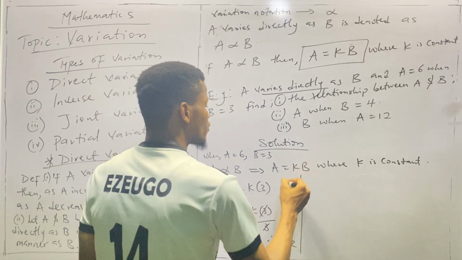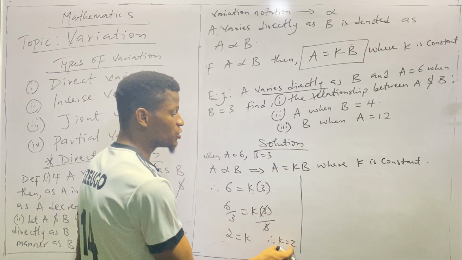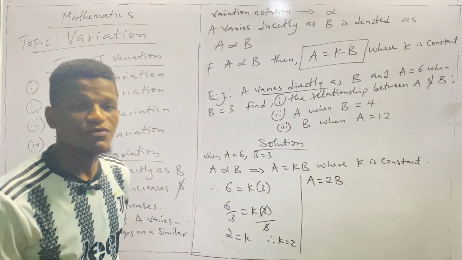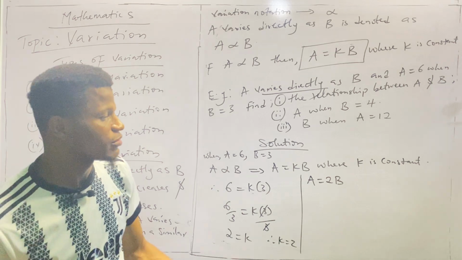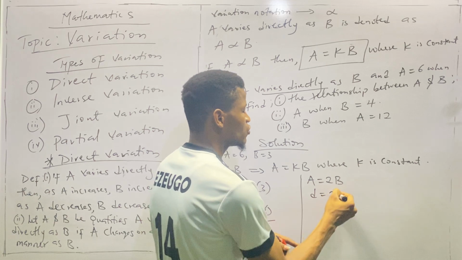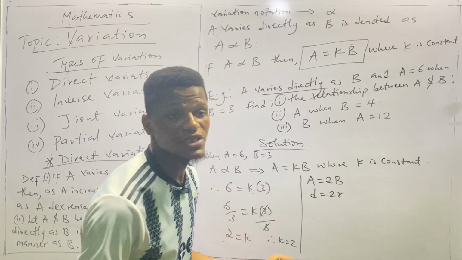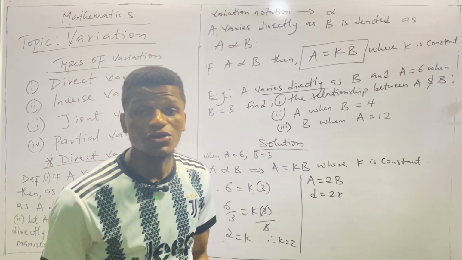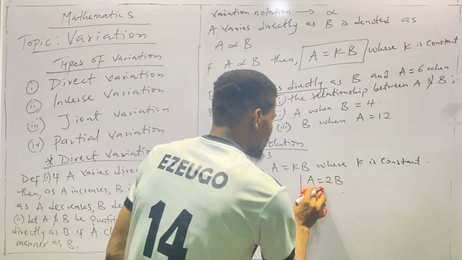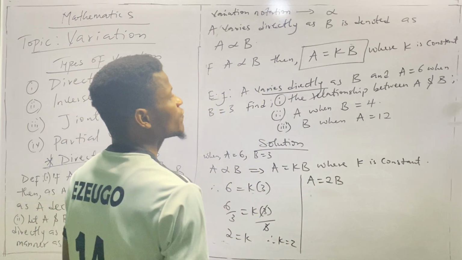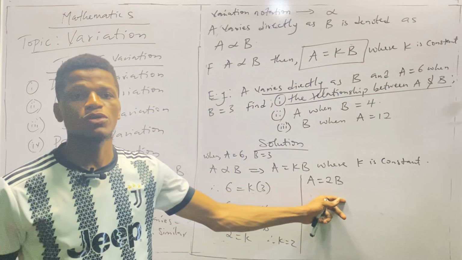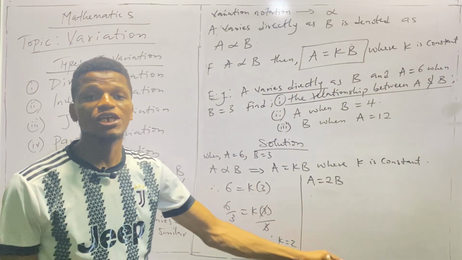Okay? So we have gotten our constant. So we can replace K now with 2. So we now have that A is equals to 2B. Of course, this thing looks like the variation of diameter and radius. Remember, in diameter and radius, we have that diameter is equals to 2 radii, right? Where B is representing radii and A is representing what? Diameter. I intentionally set the question like this so I can invite diameter and radius. Okay. Now, we have established the first part, the relationship between A and B. So this is the relationship between A and B, or the equation connecting A and B.